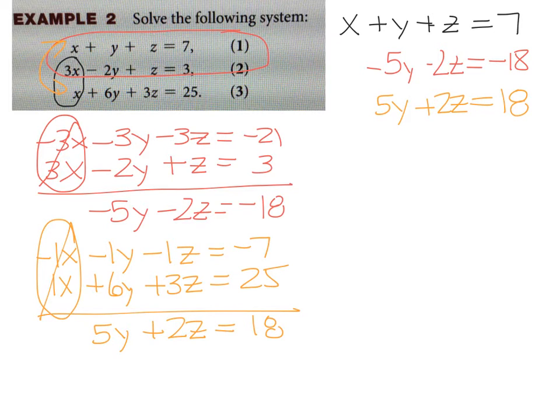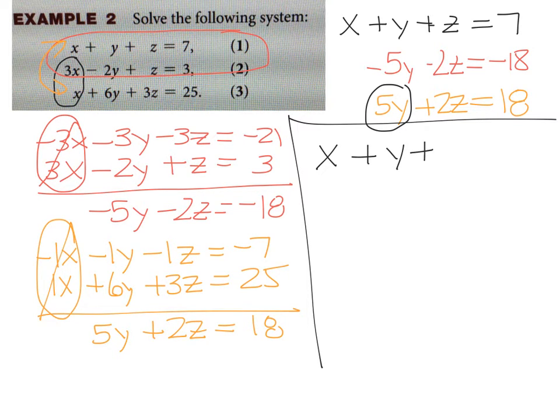Now, when you continue on with the problem, your next goal is to try to get the 5y in the bottom equation to eliminate. So in order to do that, you are allowed to add row 2 and row 3 together. So if I add those together, I am going to leave my row 1, x plus y plus z equals 7. I will leave row 2, negative 5y minus 2z equals negative 18. And then I will add row 2 and row 3 together.